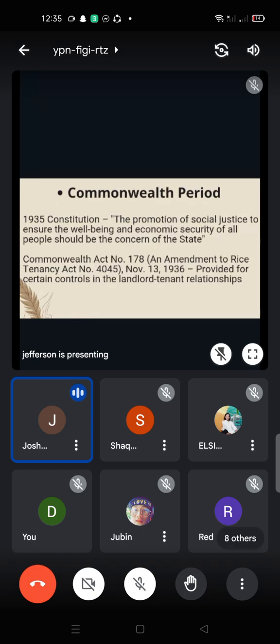Commonwealth period. The 1935 Constitution provided that the promotion of social justice to ensure the well-being and economic security of all people should be the concern of the state. Commonwealth Act number 178, an amendment to the Rice Tenancy Act number 4045, November 30, 1936, provided for certain controls in the landlord-tenant relationships.